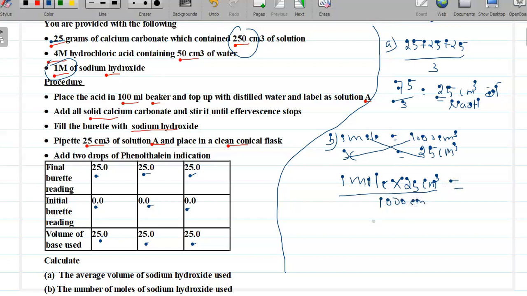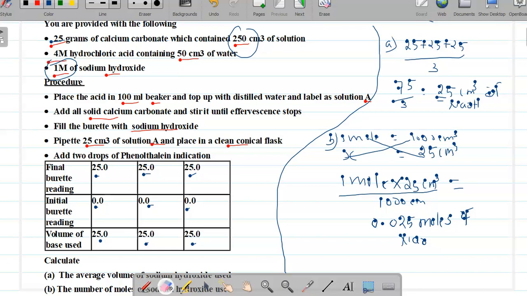Therefore we get 0.025 moles of sodium hydroxide. So this is the number of moles of sodium hydroxide. Good. That's what you do. Let us go to the other questions. We have other questions on another page.